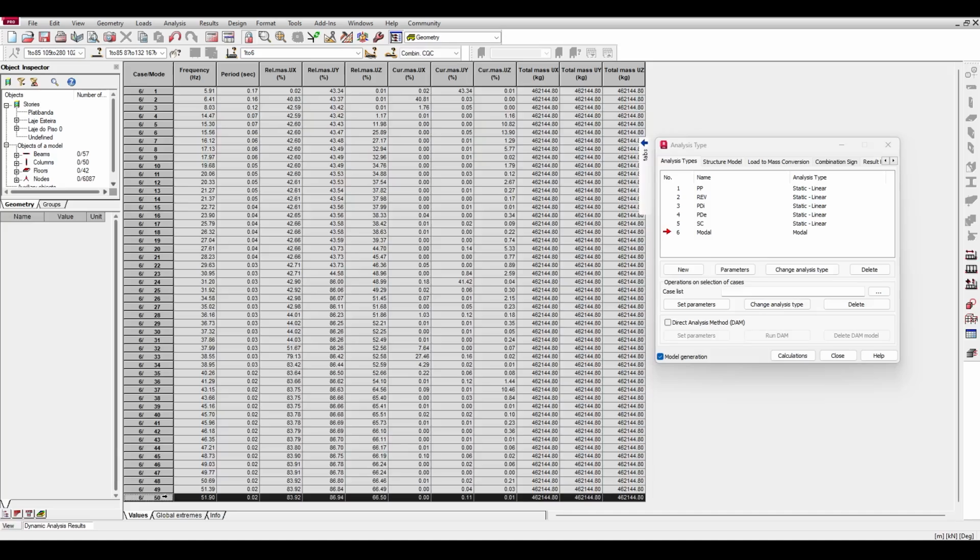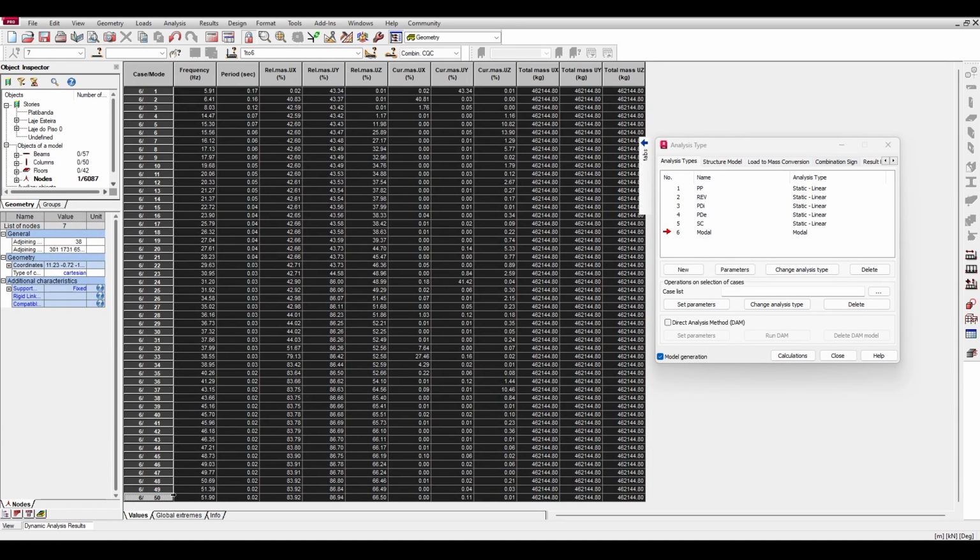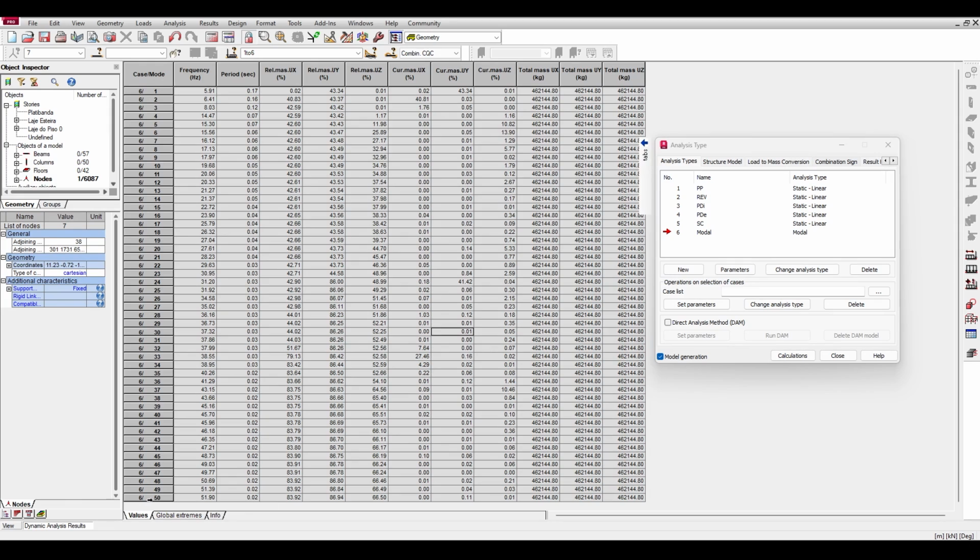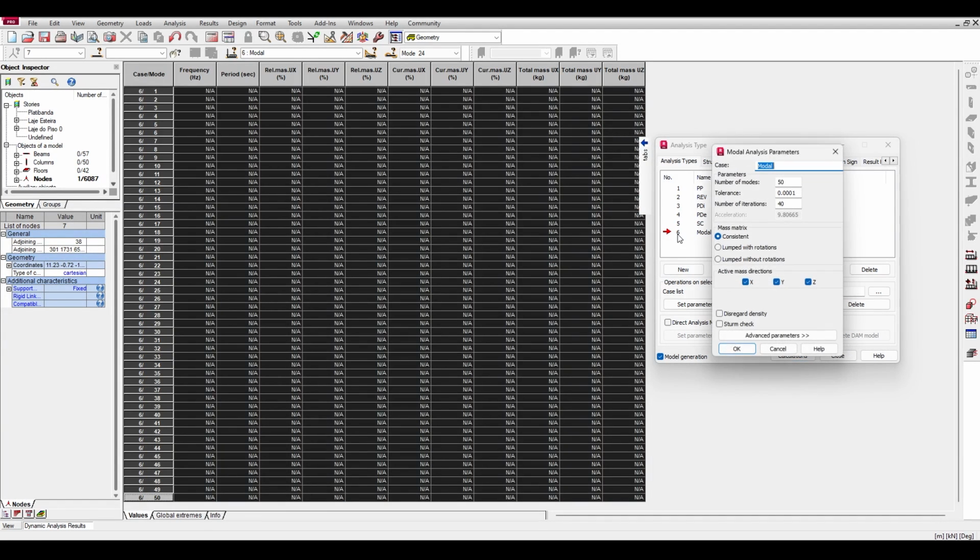Okay, so I have news for you. I still wasn't able with the 50 modes to get the mass participation up to 85%. We're getting close. I'm kind of annoyed, to be honest. I will mention what this means in a moment, but for now let me try again and change to more modes.